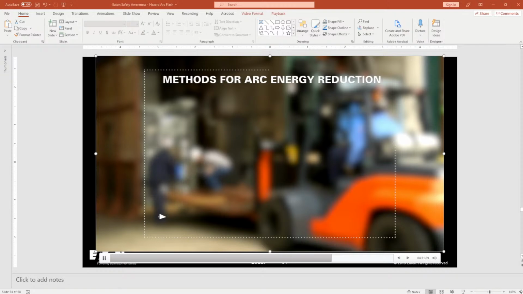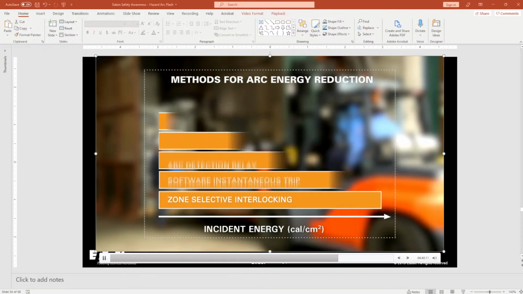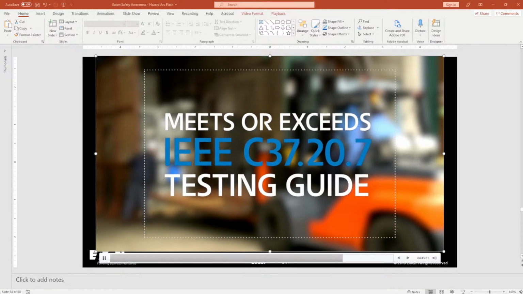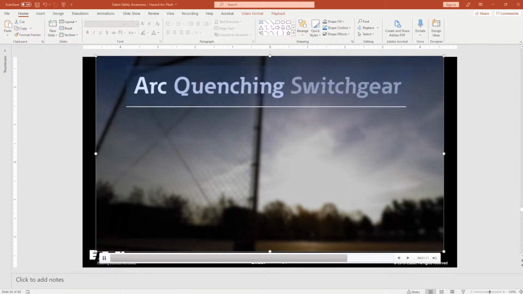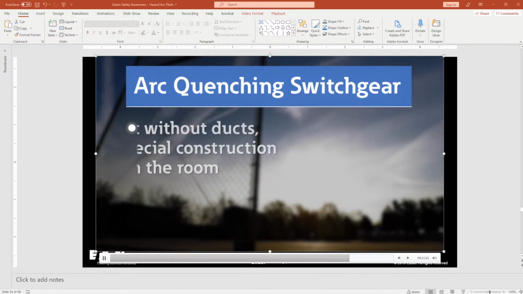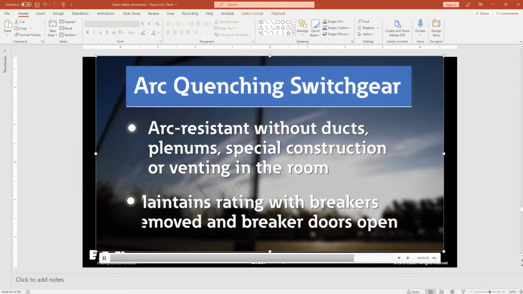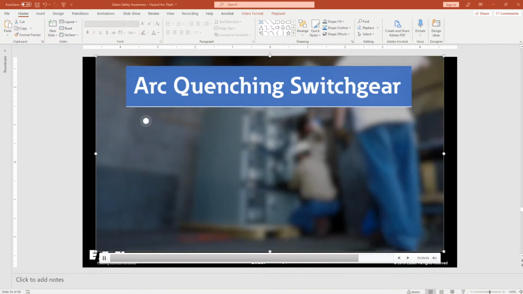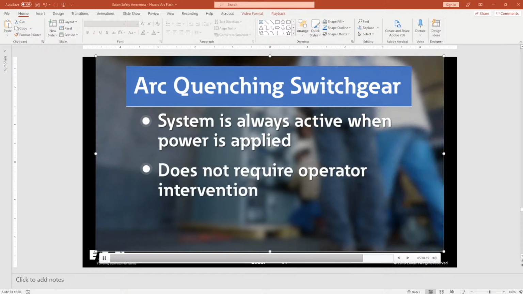The result is dramatically reduced incident energy levels, which minimize or completely eliminate damage to the switchgear and yield superior personnel protection. Protection that meets or exceeds the IEEE C37.20.7 guide for testing metal-enclosed switchgear for internal arcing faults. Arc-quenching switchgear provides arc resistance without the need for ducts, plenums, special construction, or venting inside the room. And it maintains its arc-resistant rating even with breaker doors open and breakers removed. The system is always active when power is applied. It does not require any operator intervention when properly maintained.